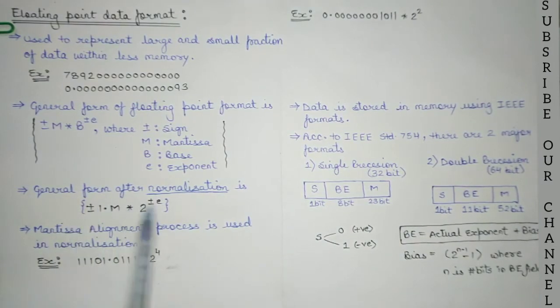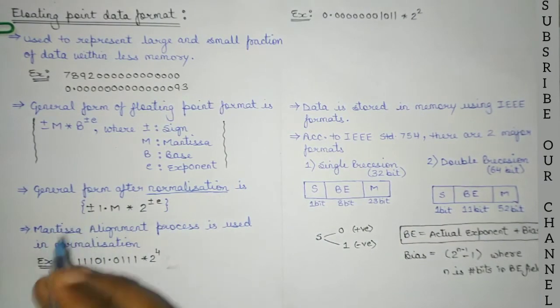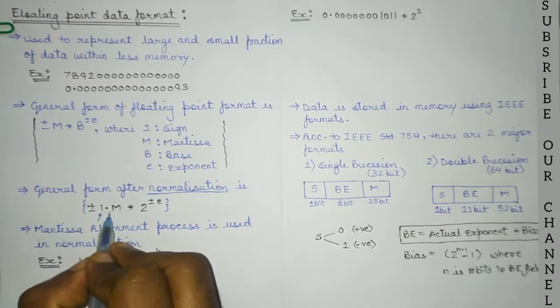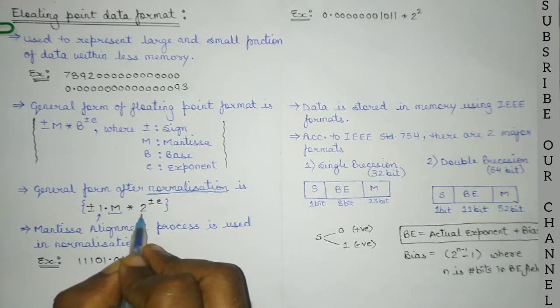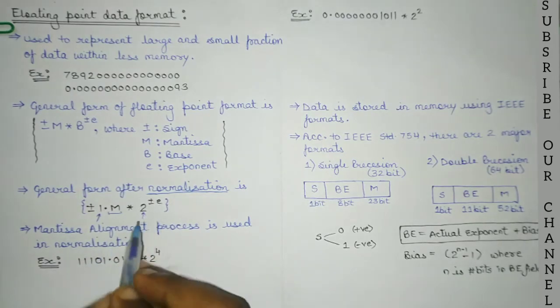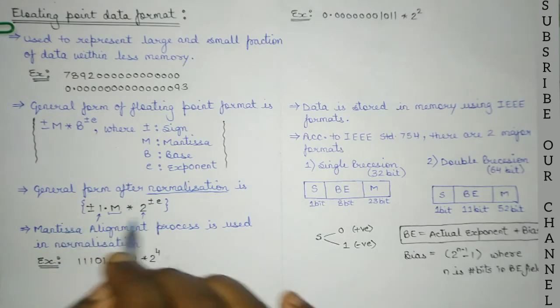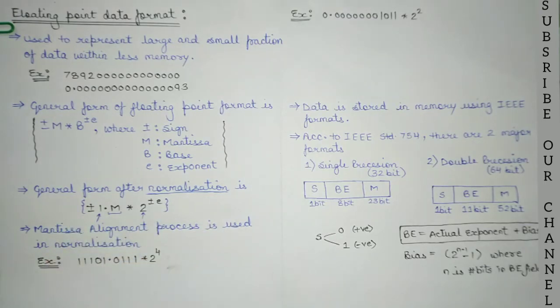So the general form after normalization is this. That means this 1 is a valid digit and whatever the fraction part is considered as mantissa. This is the base for the binary number, so it is fixed at 2, and this is simply the exponent, right? So this is the general form after normalization. Now for normalization, what we do is mantissa alignment.